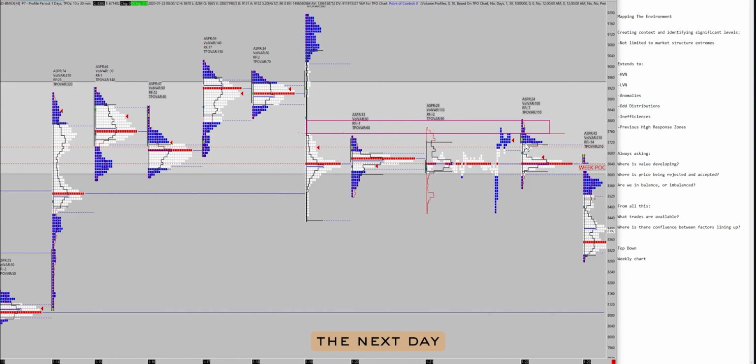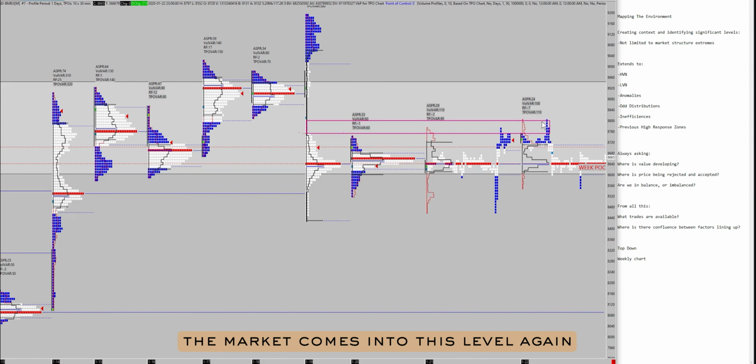The next day, you can see that the market comes into this level again and is rejected twice. So a sign of acceptance would be holding 2 TPOs. So we're looking at 2 TPOs within here, but we do not hold this level. The market moves into this level and then very quickly moves out. We do not get any kind of acceptance into this zone, all right?